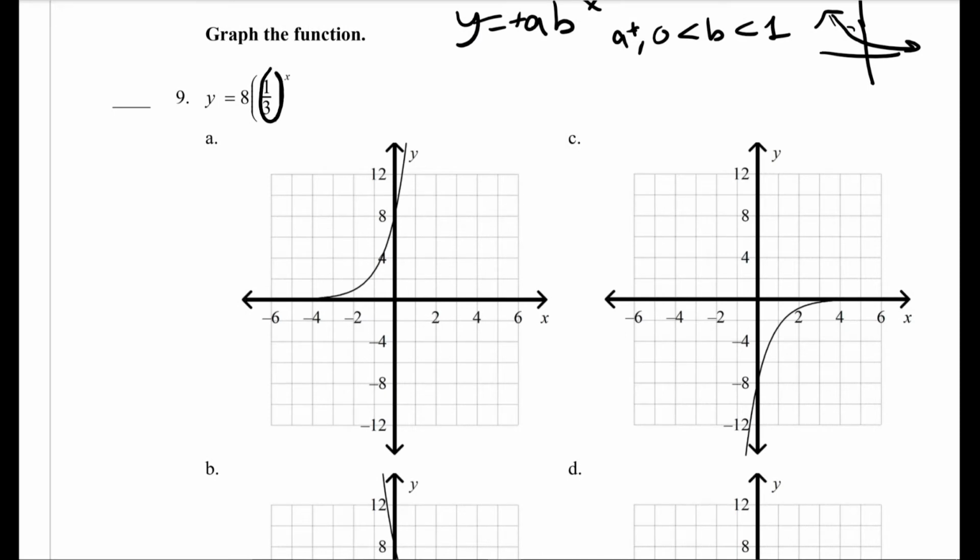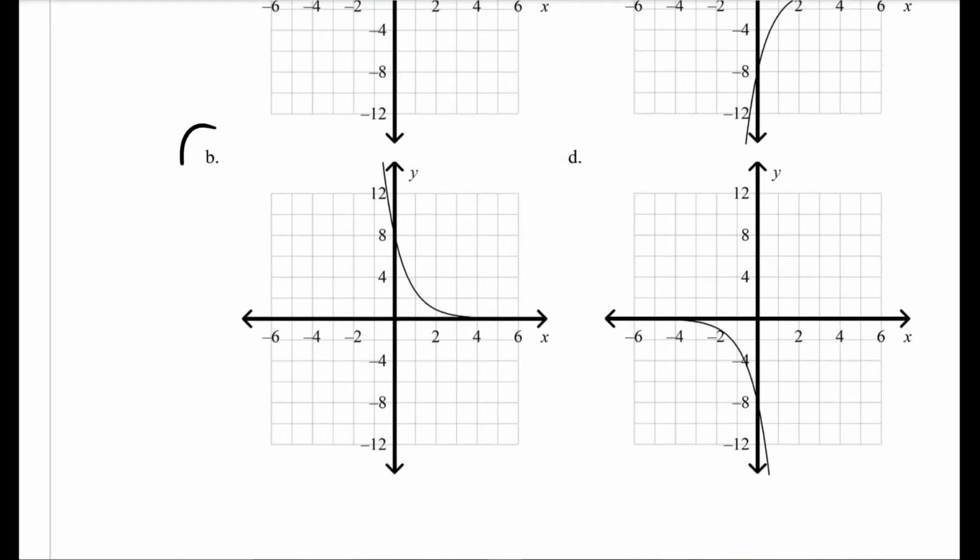So we know that the B here is equal to 1/3, which is less than 1. So that means it's a decay. And we know that the A is positive here, so you don't have to reflect. So since there's no need to reflect, this means it's a decay. So we're looking at this one right here.